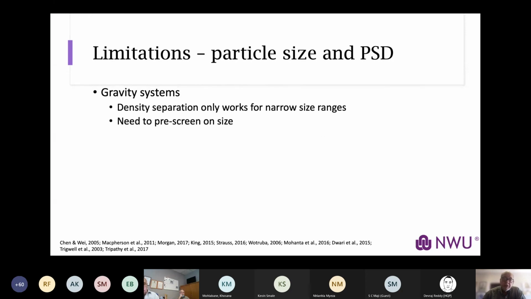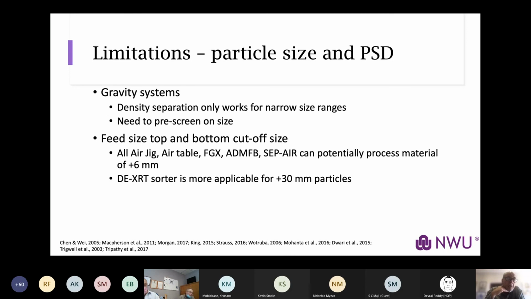But the particle size and PSD are two of the other limiting factors here as well. Density separation only works for narrow size ranges, and especially dry density. So you need to pre-screen on size, and you need to dry pre-screen on size. Many machines cannot really go beyond or below 6 millimeters. So you've got a top size, not too serious, but you've got a bottom cutoff as well.